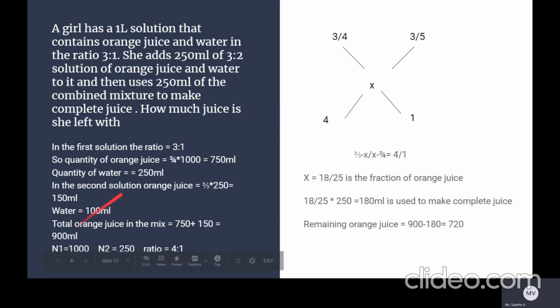But she is taking only 250 ml from the final mixture, right? And in that 250 ml, how much orange juice would be there? That you have to subtract from this 900 ml overall orange juice. That is what they have asked us. Okay, so we have seen quite a few questions. Each one of them was of a different kind and slightly tricky, right?